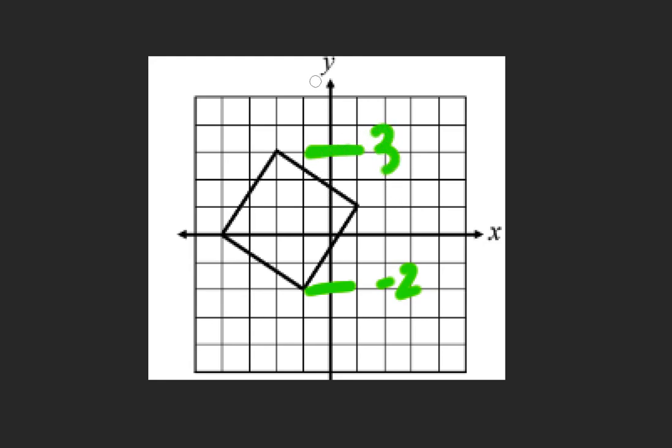So if you remember, I told you that your range was always going to be those Y values. So I'm going to set this up the same way. I'm going to have a Y in the middle, less than or equal to, and then that lower number, that -2, is going to come right over here. And then on the other side, I'm going to have that +3. So notice how it's going to be all of the values within -2 to 3.